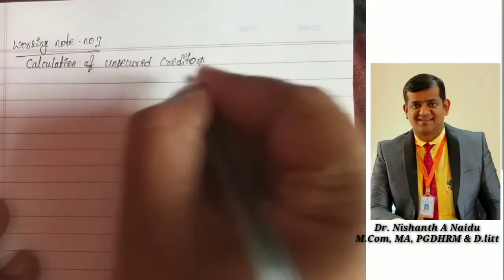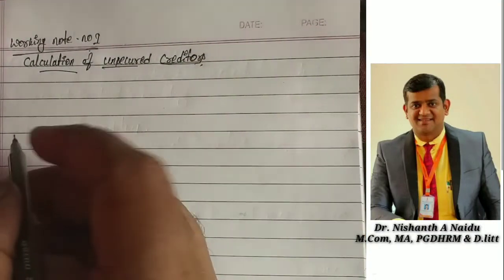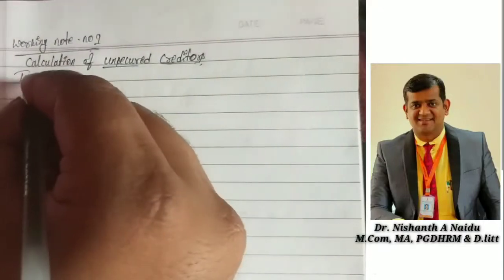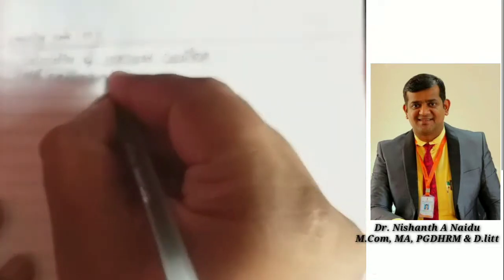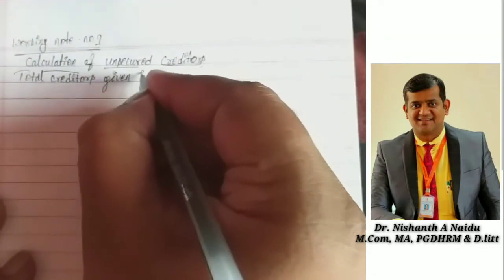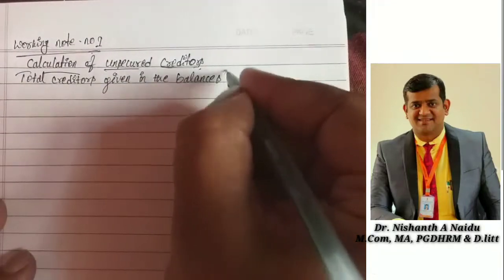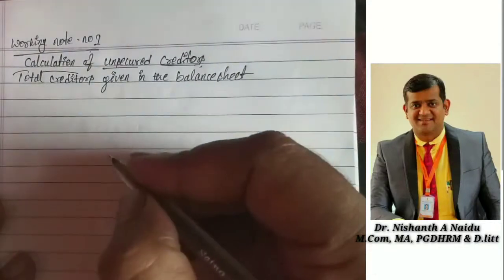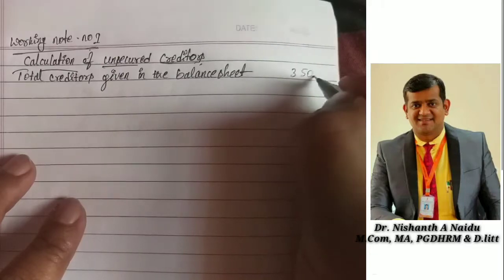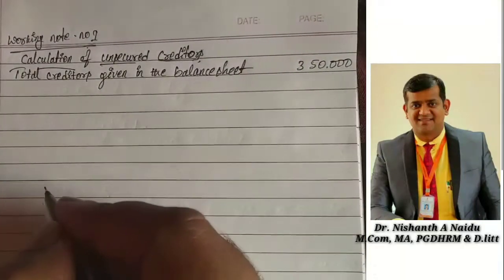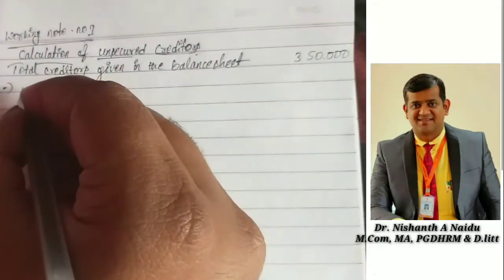Calculation of unsecured creditors. Under that, total creditors given in the balance sheet, right? Check out the question in the liability side. How much the creditors they have given? 3,50,000 rupees, correct? So I have written 3,50,000 less how much secured on land and building.